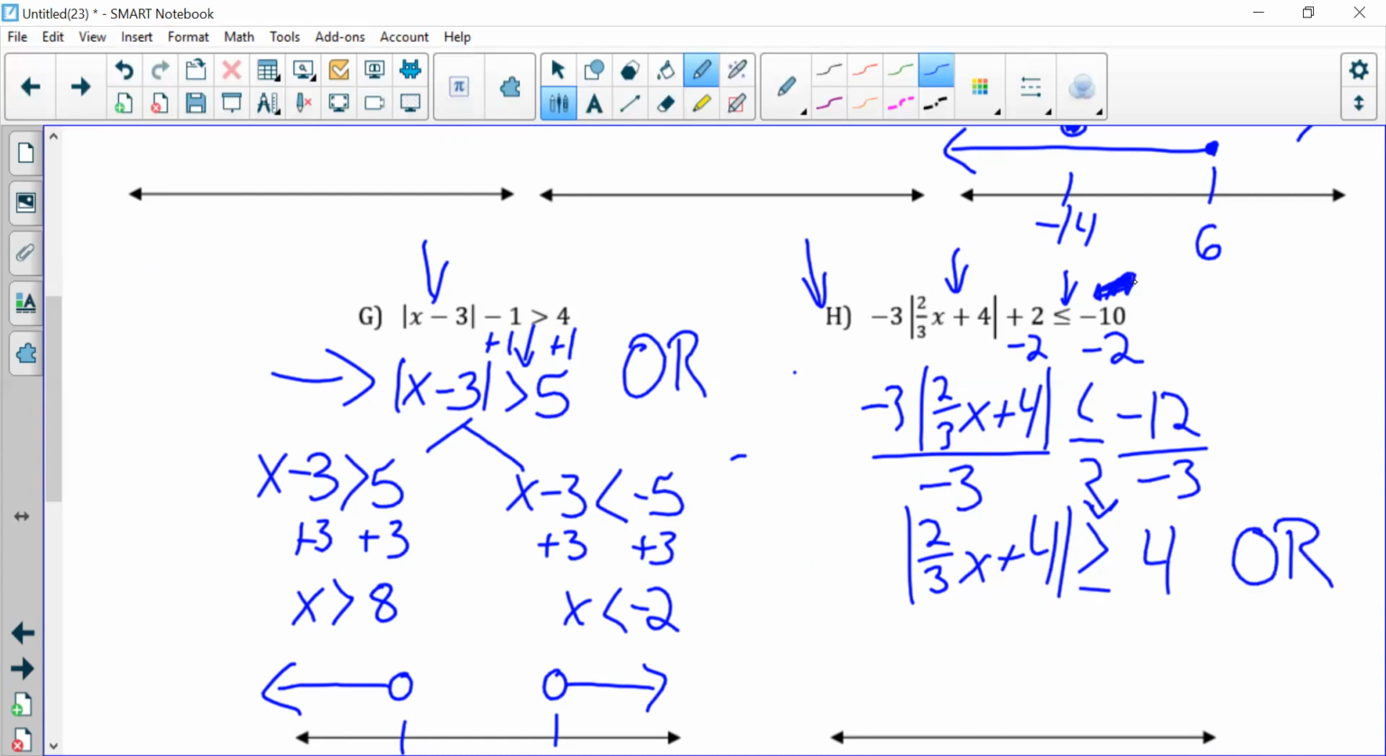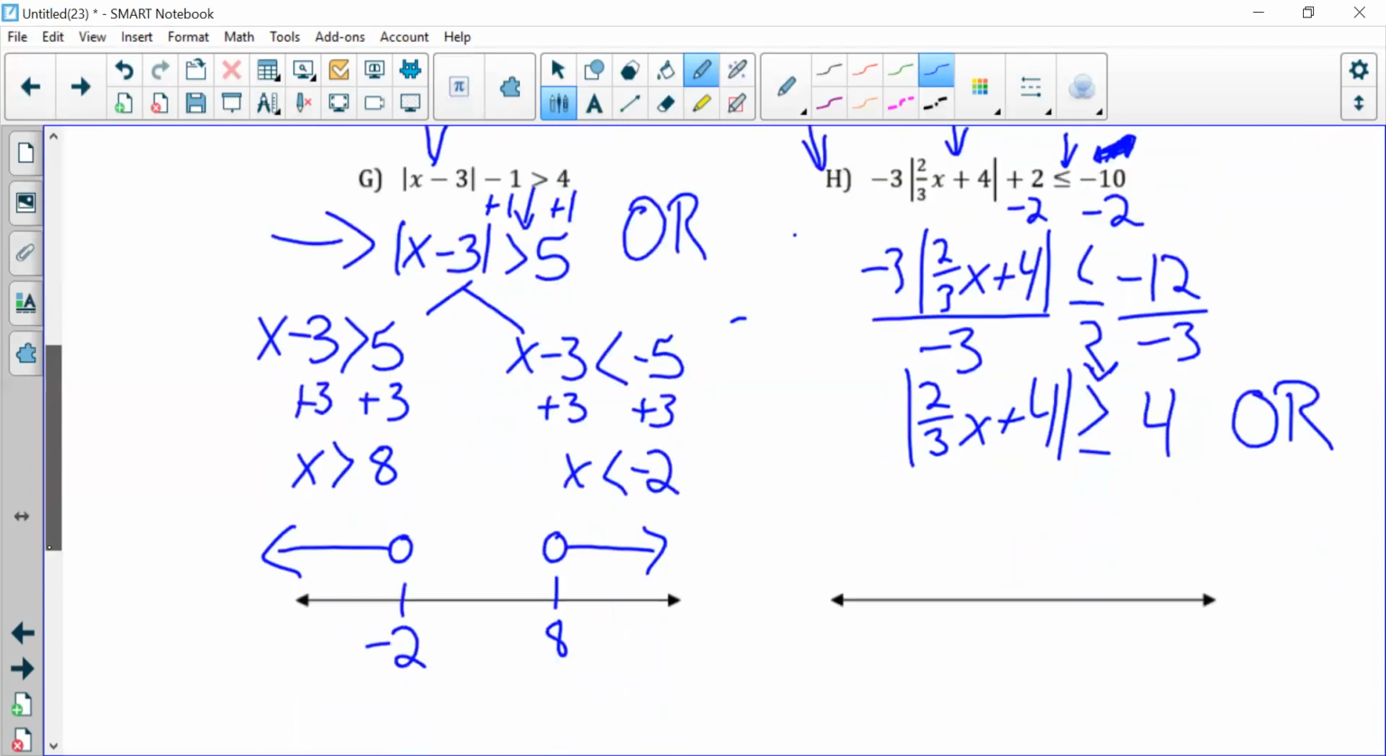The other reason we don't want to make this determination before we have isolated it is because what's our rule about absolute values? They can't equal a negative number, right? Up here, this was less than or equal to a negative 10. Absolute value, that's your instinct. Wait a minute, something's wrong here. But we're good, all right? Because when we divided by that negative 3, it made it positive.